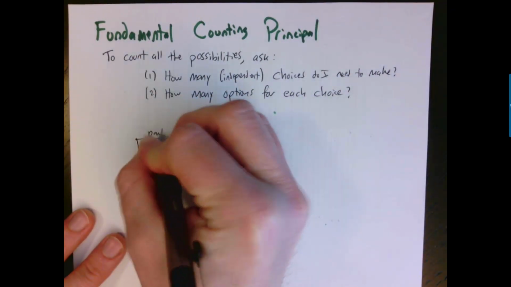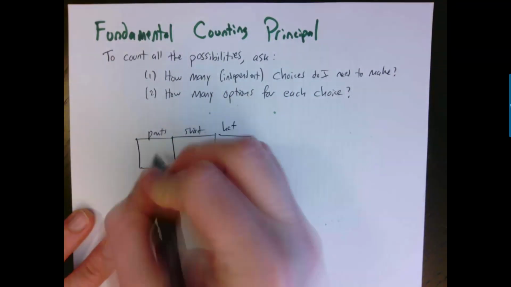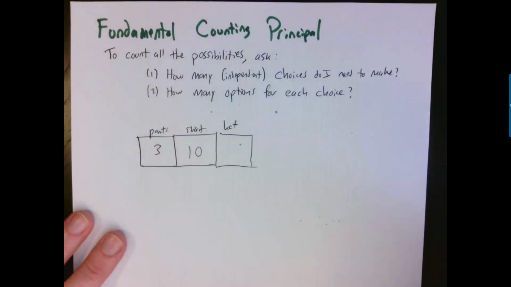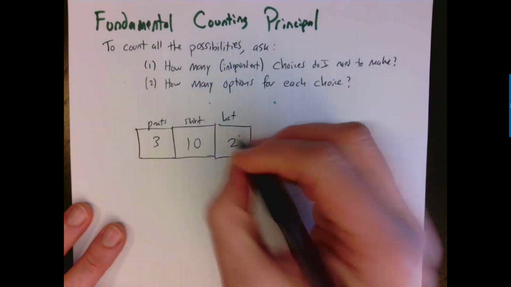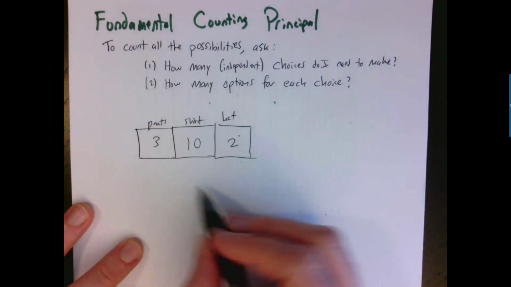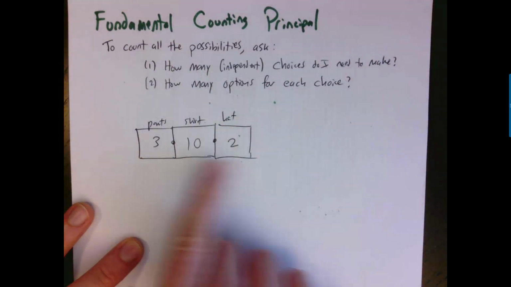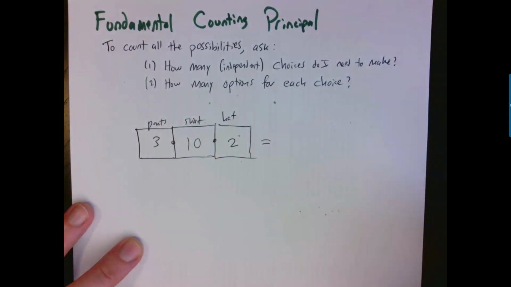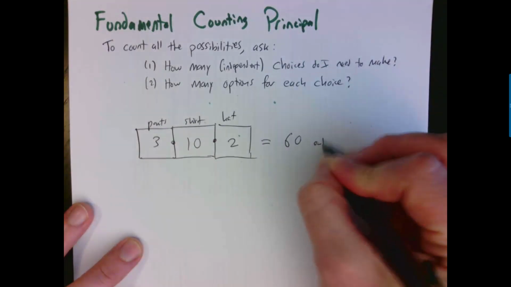So here's pants, shirt, hat. I said I have 3 options for which pair of pants I'm going to wear. I have 10 choices of shirts, and I have 2 choices of hat, not because I have 2 hats, but because one choice is to wear a hat, and the second choice is don't wear a hat. So the fundamental counting principle says that you multiply the number of options for each choice to get the total number of possibilities. So here this would be 30 times 2 is 60 possible outfits.